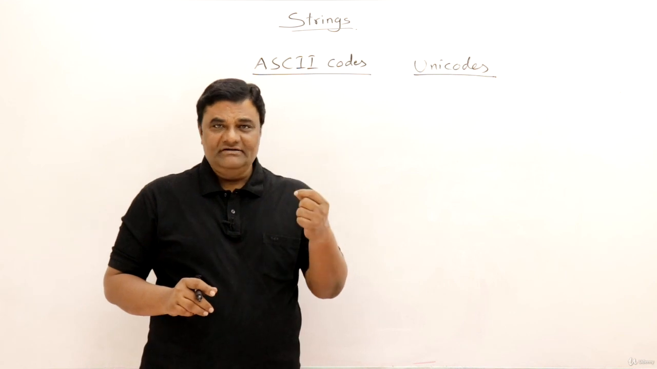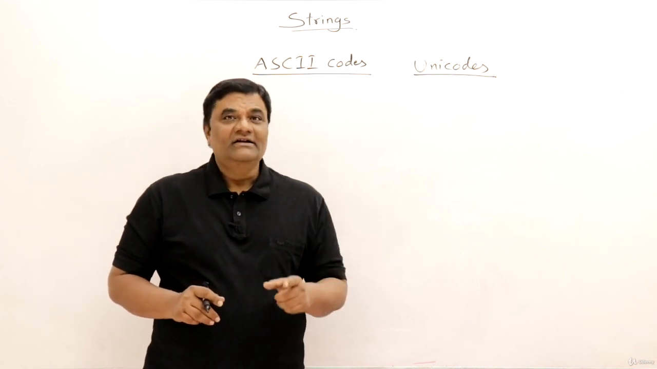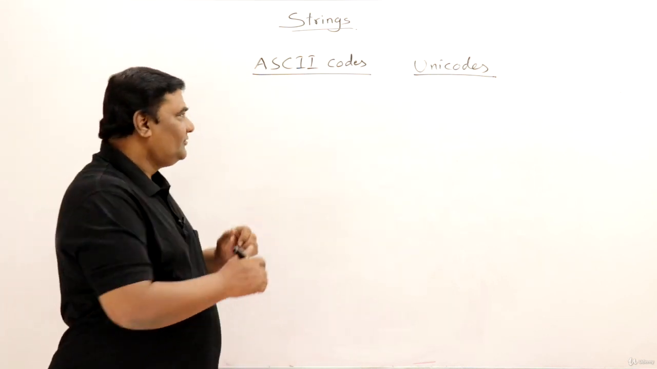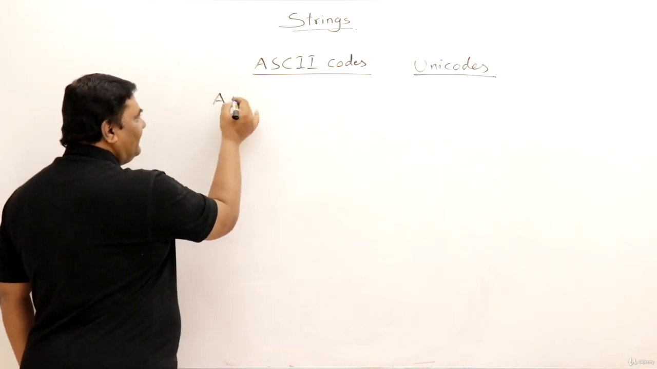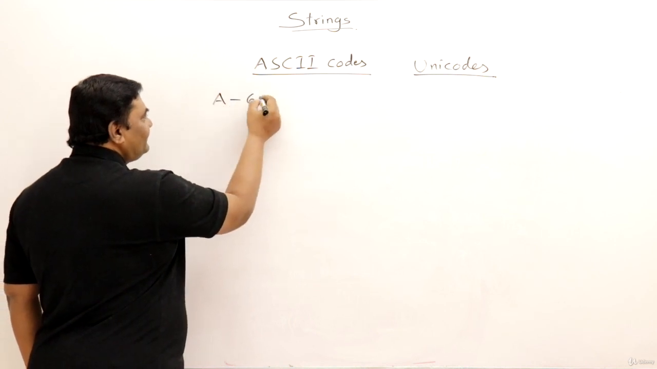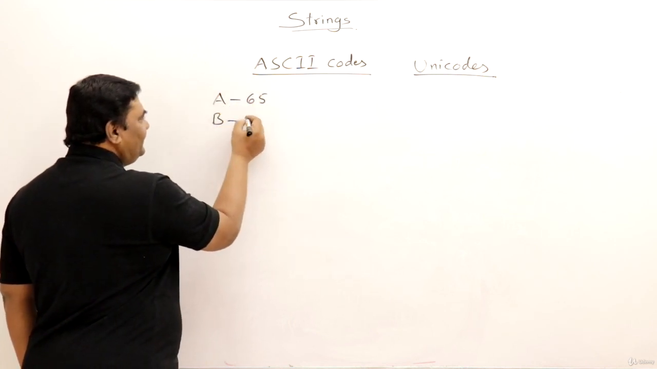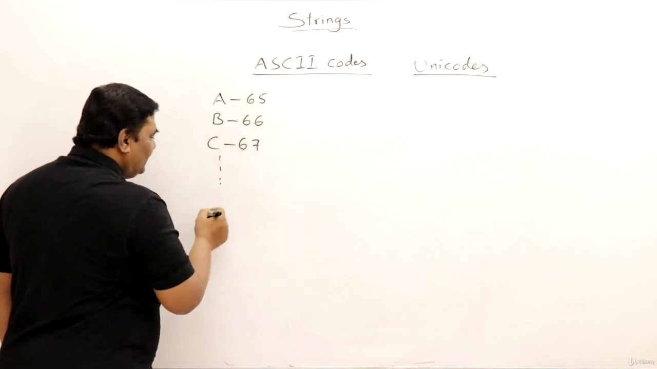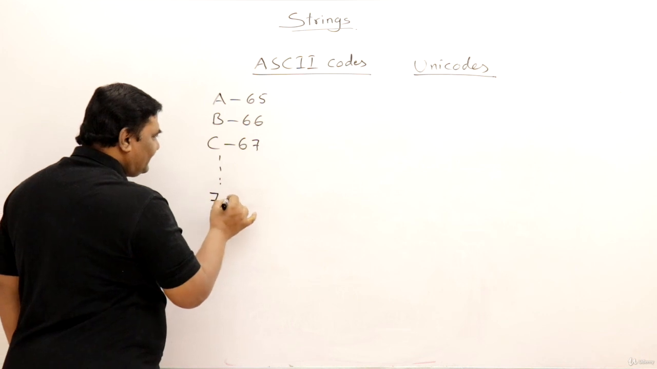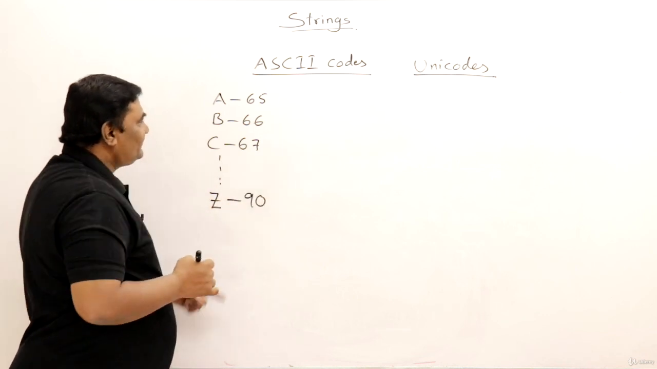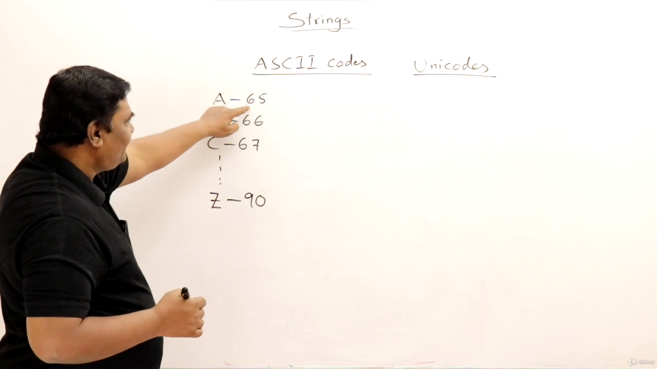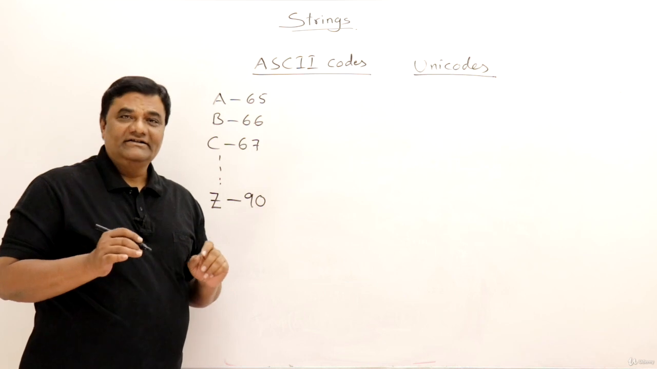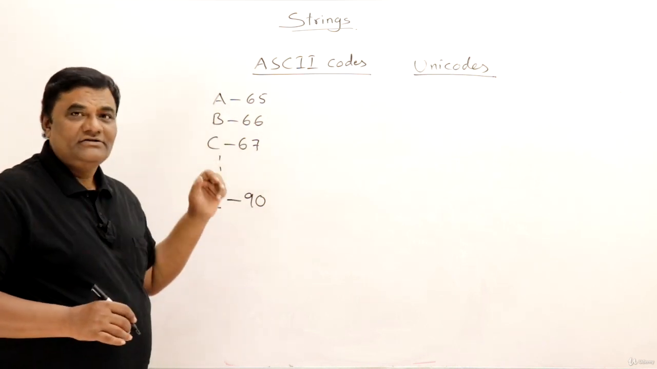See, for every symbol, for every letter or character, there is a code available. So let us look at English alphabets. For capital A, uppercase A, the ASCII code is 65. Then for capital B, it is 66. Then 67 and so on, up to capital Z, which is 90. So these are uppercase letters and the codes start from 65 up to 90. There are a total of 26 alphabets in the English language. So these are 26 codes.